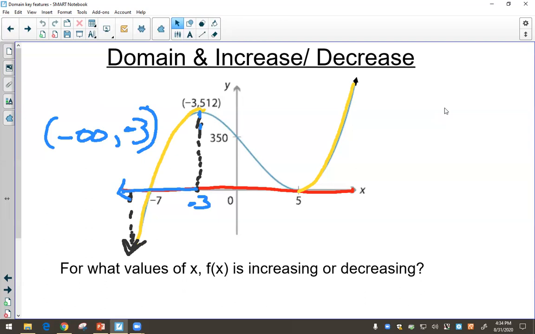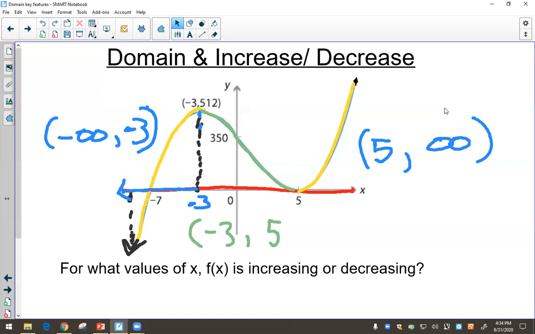All right. The next one, now increasing, starts from positive 5, and the graph is going forever. So that's it. Now the decrease: there's only one place, and I'm going to highlight that section of the graph where it is decreasing. So let us see where it started from, negative 3 and up to 5.